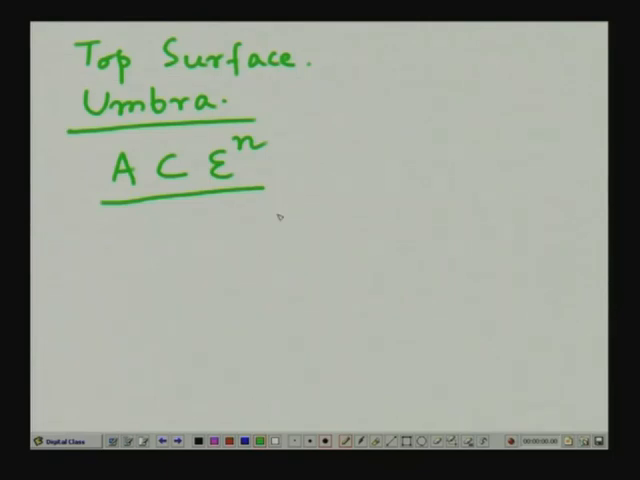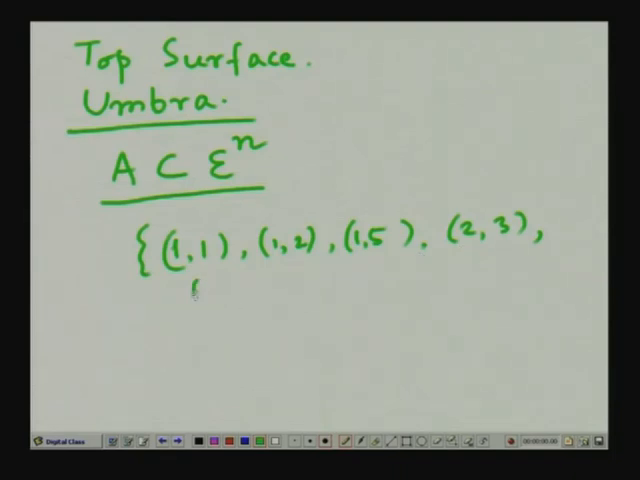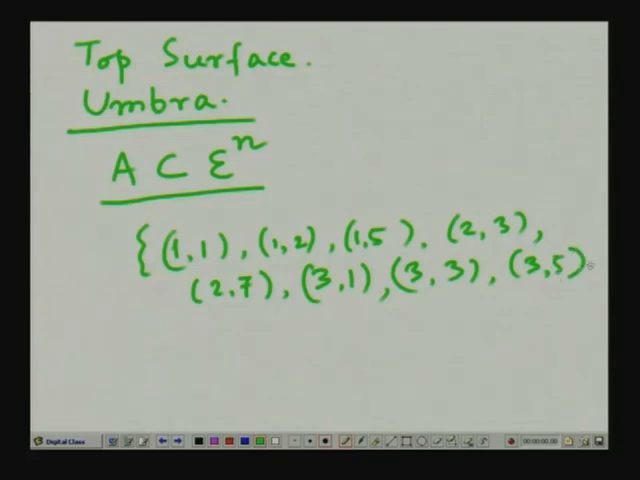Now, over here, if we consider 2 dimensions, suppose I have a set of points something like this: (1, 1), (1, 2), (1, 5), then (2, 3), then (2, 7), then (3, 1), (3, 3), and (3, 5). Suppose these are the set of points which are given.